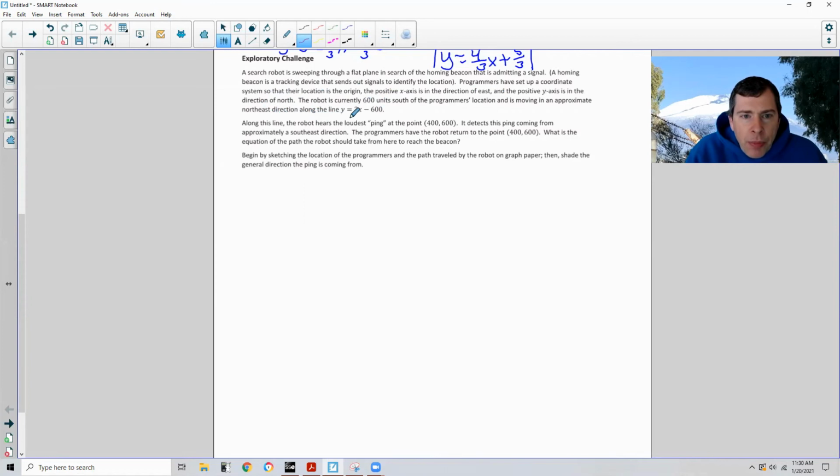Along this line, the robot hears the loudest ping at the point (400, 600). It detects this ping coming from approximately a southeast direction. The programmers have the robot return to the point (400, 600). What is the equation of the path the robot should take from here to reach the beacon? Begin by sketching the location of the programmers and the path traveled by the robot on graph paper, then shade the general direction the ping is coming from.